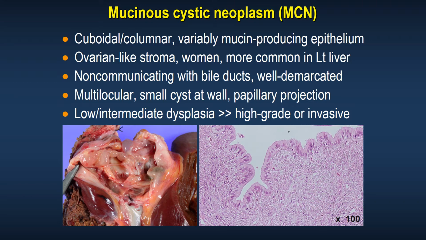MCN is more common in left liver than right and appears as a well-demarcated cyst that does not communicate with the bile duct. MCN commonly shows a multilocular appearance with septation inside and may be accompanied by a small cyst or papillary projection attached to inner wall. It is known that low or intermediate dysplasia is more common than high-grade or invasive form.